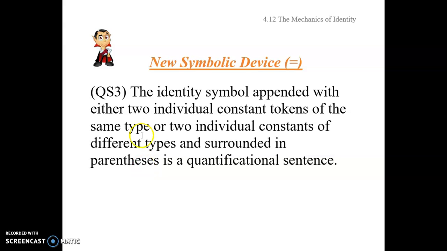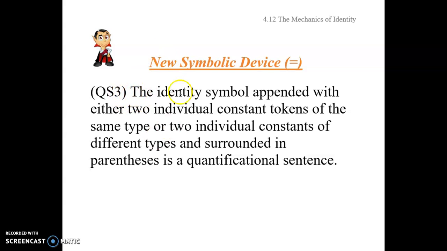So QS1 still says that any property constant with an individual constant appended to it is a sentence all by itself, okay? QS2 still says the same thing for relations, so RAA, RAB is a quantificational sentence, okay?